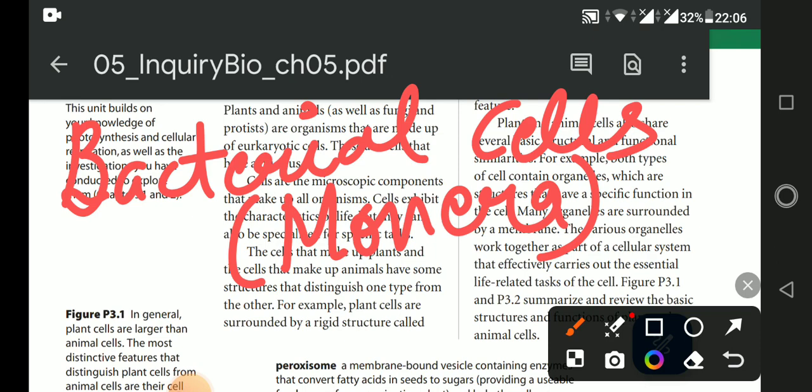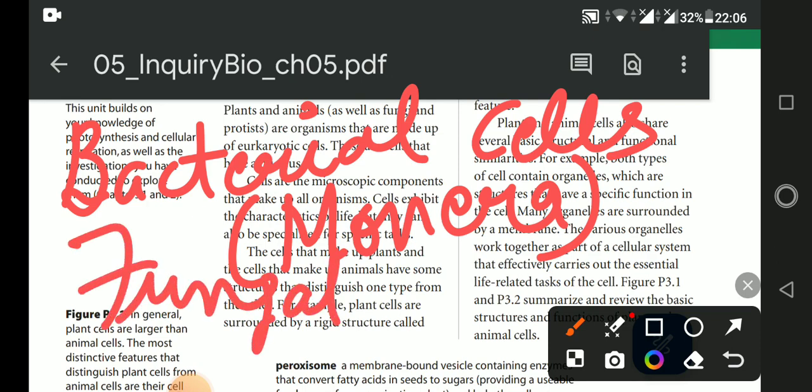Then in kingdom Protista, we will have some unicellular or multicellular eukaryotic cells. Then we have fungal cells, and then we have plant kingdom, animal kingdom, which includes plant cells and animal cells. So these are your different types of cells.